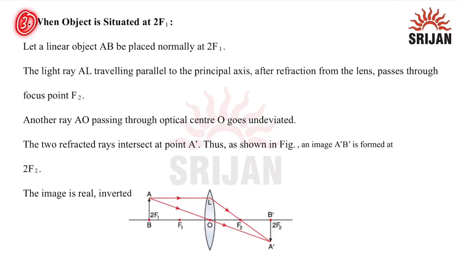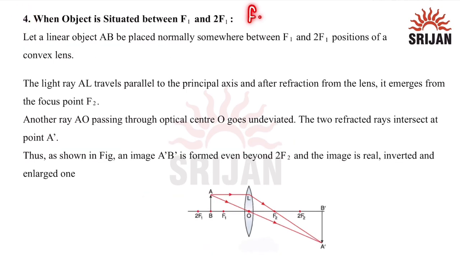Third is when the object is situated on 2f1. Let AB be the object situated on 2f1 normally. Light ray AL traveling parallel to the principal axis, after refraction from the lens, passes through the focus point f2. Another ray AO passing through the optical center goes undeviated. These two refracted rays intersect at a point A dash. Thus, as given in the figure, an image A dash B dash is formed at 2f2. This image is real, inverted, and of the same size as the object.